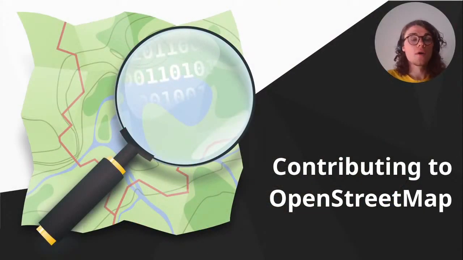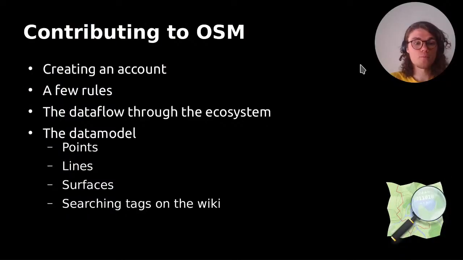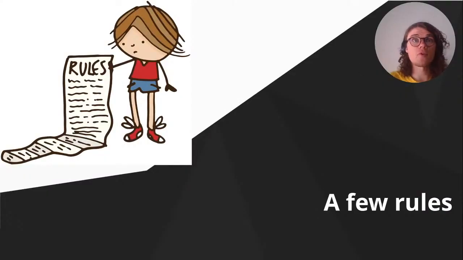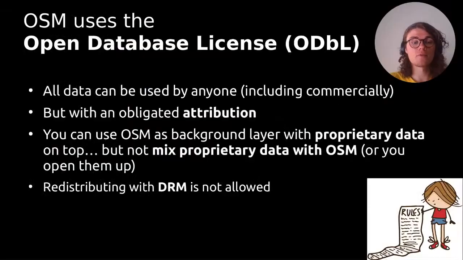So, contributing to OpenStreetMap. First of all, if you want to add data to OpenStreetMap, there are a few rules. Of course, there's the database. If you add data to OpenStreetMap, you donate that data to OpenStreetMap, and you agree to the fact that the data can be reused under the ODbL with attribution, and that it should stay open.